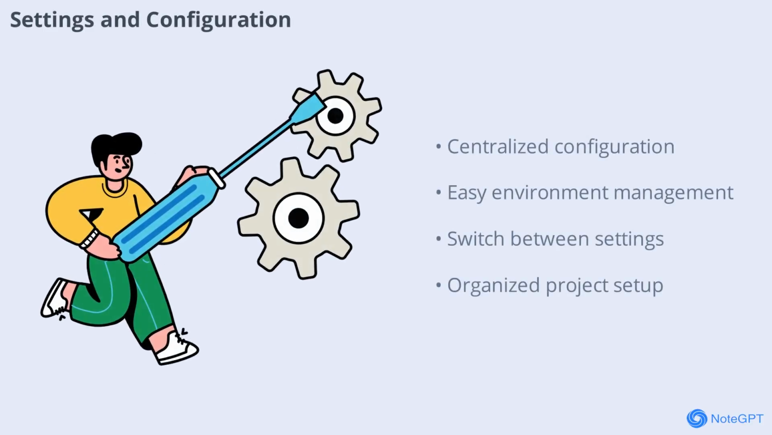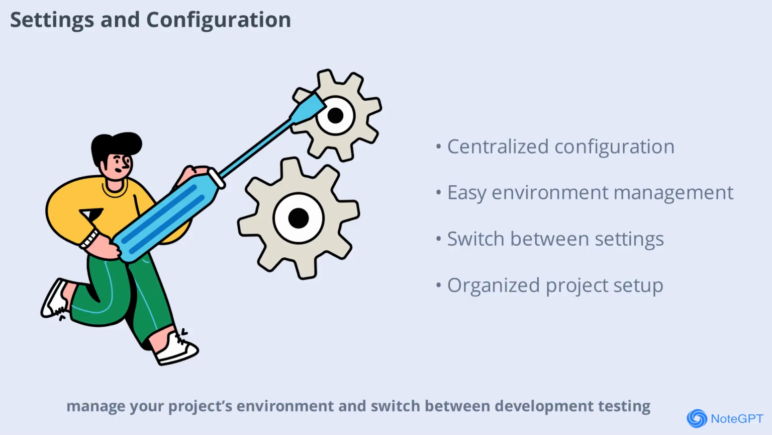Django settings file controls everything from database connections to installed apps and middleware. This centralized configuration makes it easy to manage your project's environment and switch between development, testing, and production settings. Keeping your settings organized is essential for smooth project management.